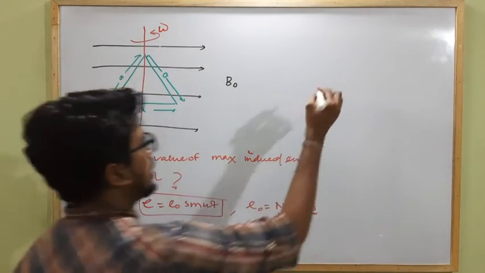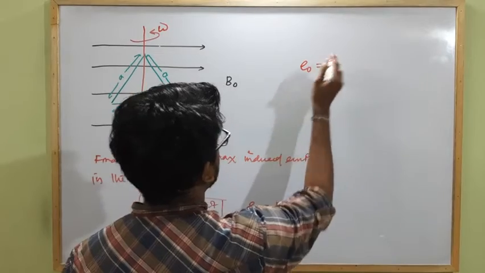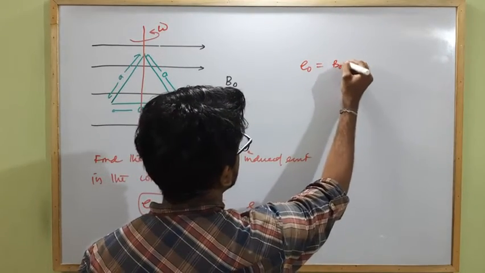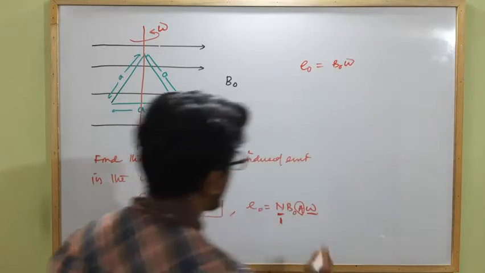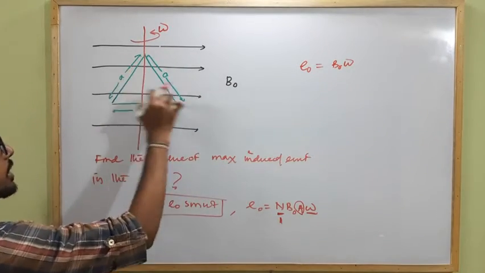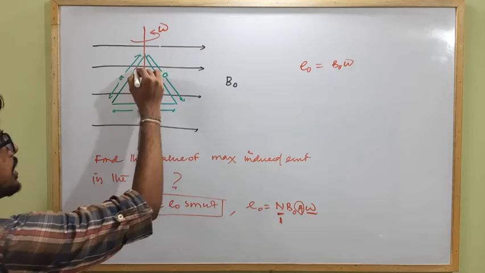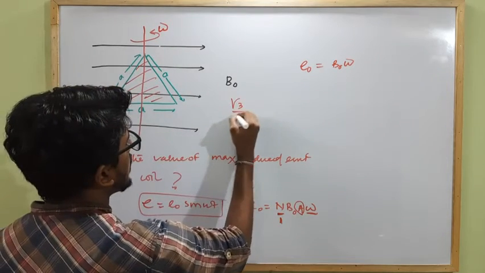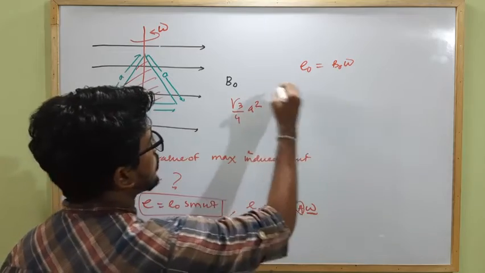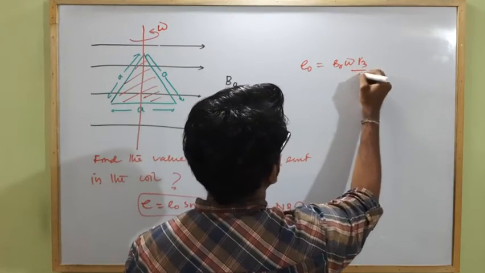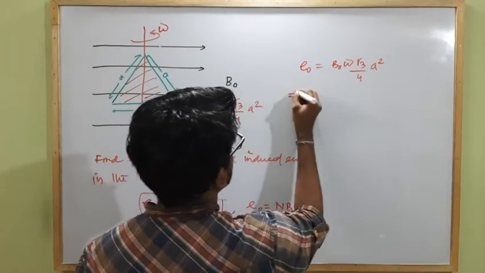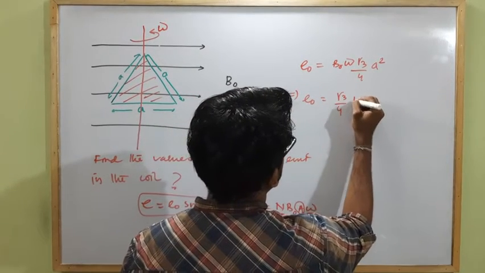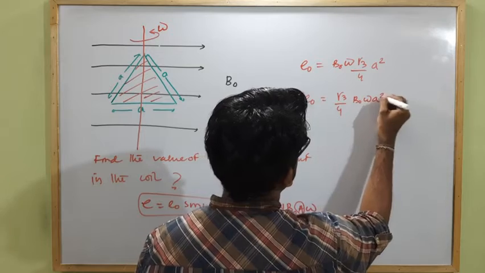So the E maximum or peak value of the induced EMF will be N, which is 1, times B naught omega into what is the area of an equilateral triangle of side A. The area of the equilateral triangle of side A we already know will be root 3 by 4 A square. So E naught will be root 3 by 4 A square. So this means the maximum value of induced EMF will be root 3 by 4 B naught omega A square.